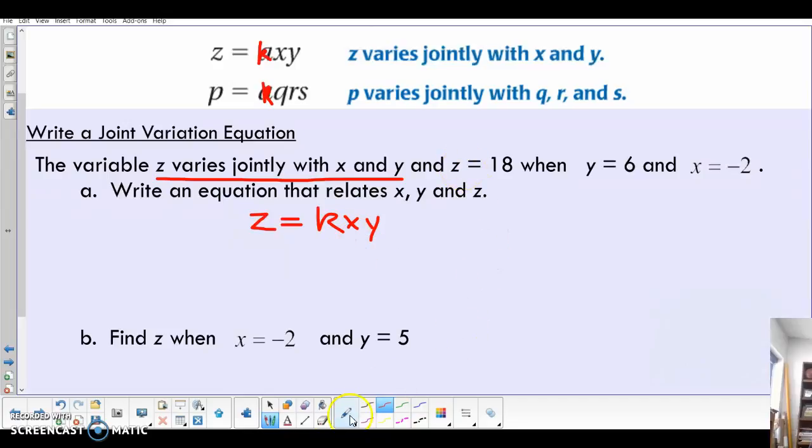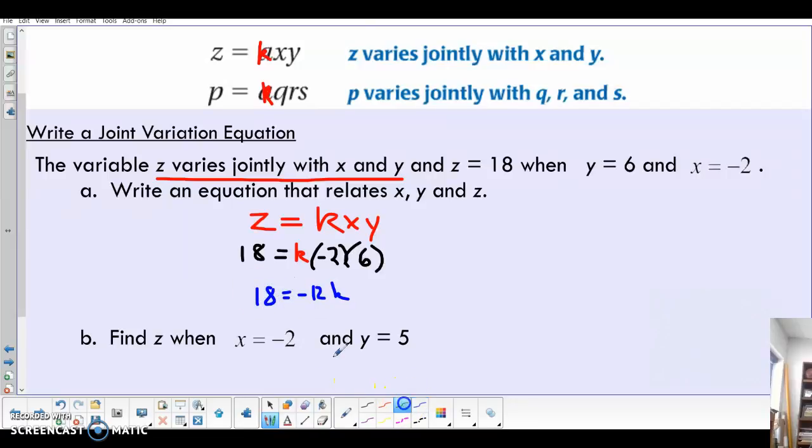And then I'm told Z equals 18 when Y equals 6 and X equals -2. So I've got some constant times X, which is -2, and Y, which is 6. Okay, we'll put both in parentheses to show I'm multiplying. All right, let's solve for K. Well, what's -2 times 6? That's -12. So I now have -12 times K equals 18.